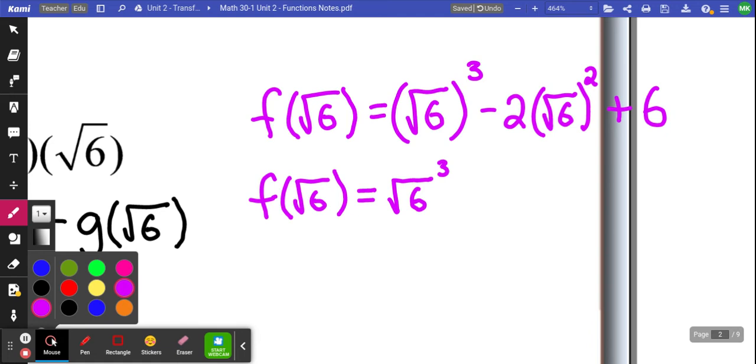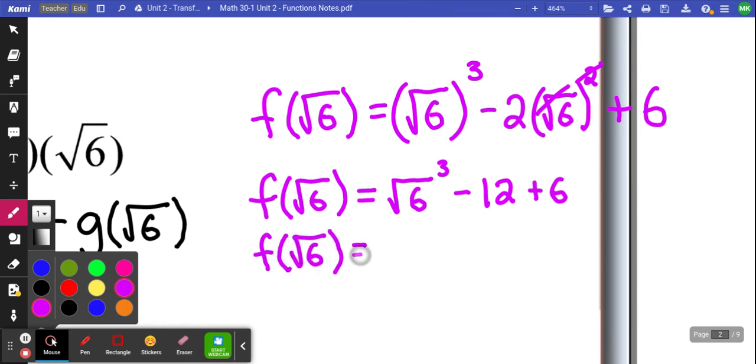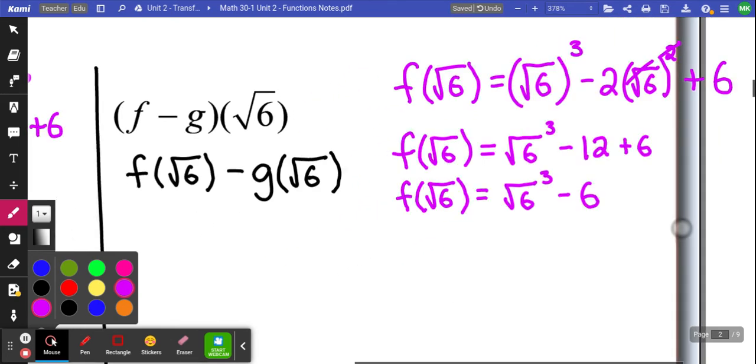The next term I can calculate. The reason I can calculate it is because the square root will cancel out with the square. That square and that square root will cancel out, so it's really just 2 times 6. So that's negative 12, plus 6. f of root 6 equals root 6 cubed minus 6. That would be my exact value for f of root 6.